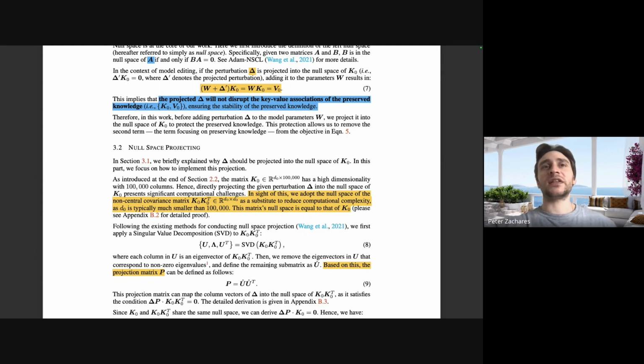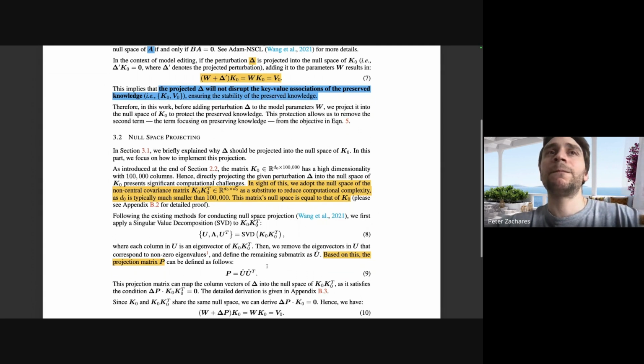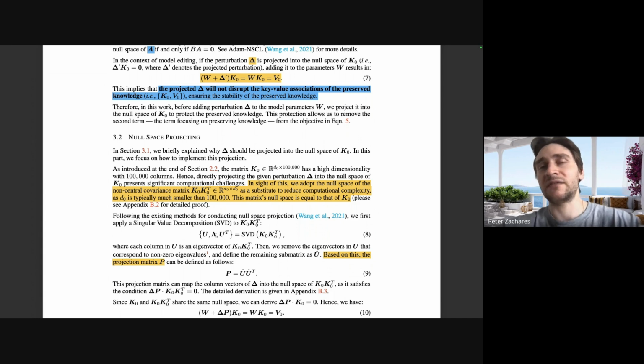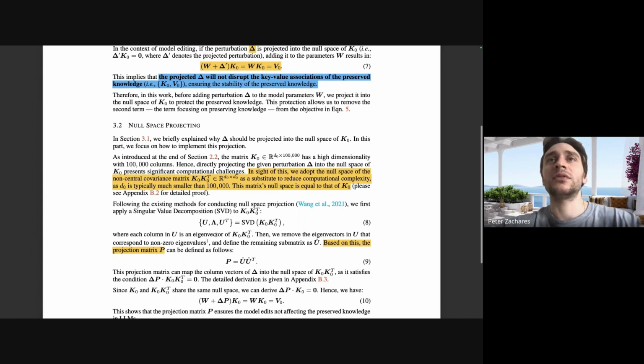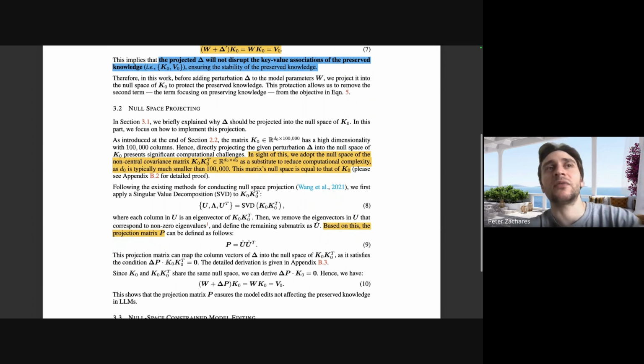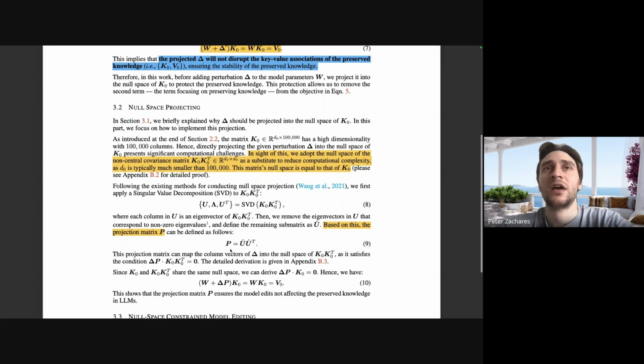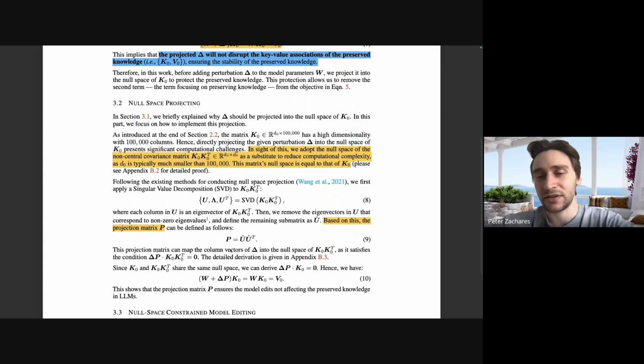So what they do is they say, let's just take the part of U, the eigenvectors in U that have an eigenvalue of 0, and then we'll make a projection matrix out of those using equation 9. That means we can take the perturbation that we originally calculated, multiply it by P that's been calculated in equation 9, and then we know that the perturbation is now in the null space.